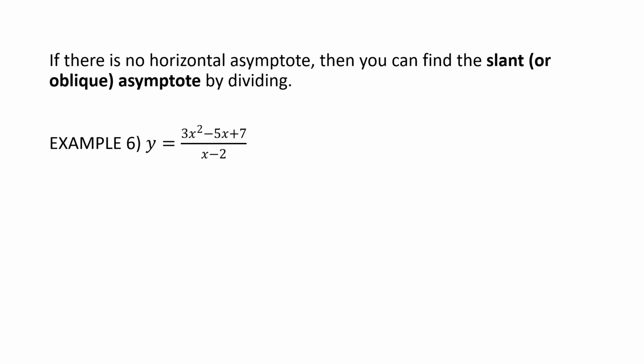Try one more example here. We've got y equals 3x squared minus 5x plus 7 divided by x minus 2. Remember the rules for horizontal asymptote. We look at the exponents. Up top, I've got an x squared, but on the bottom, I only have an x. So if the top is bigger than the bottom, bigger on top, that's Botno. Bigger on top means there is no horizontal asymptote.